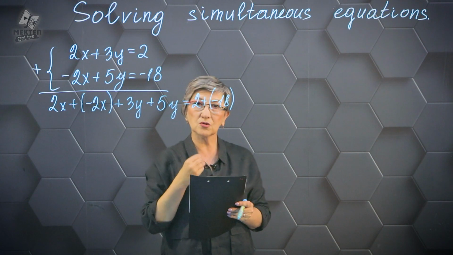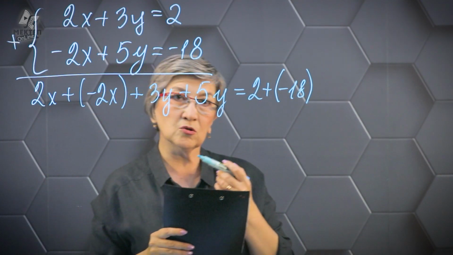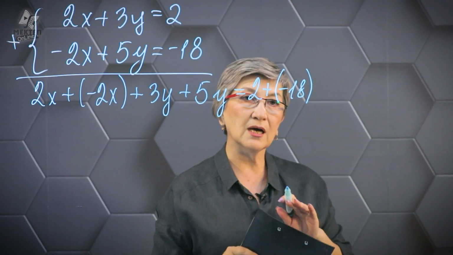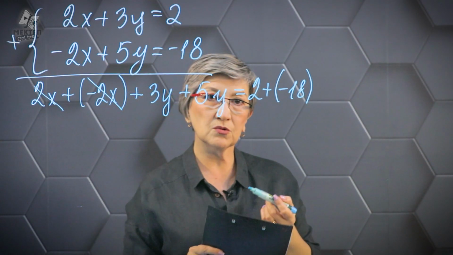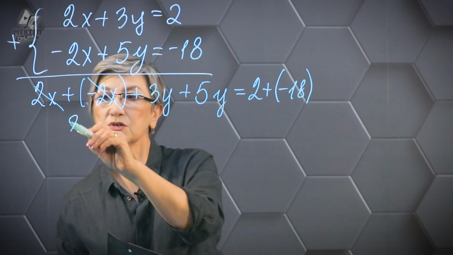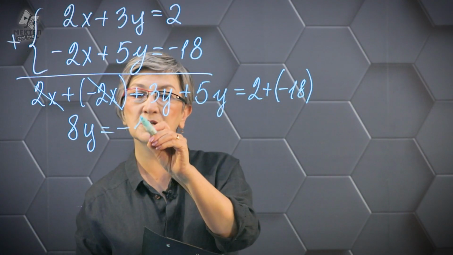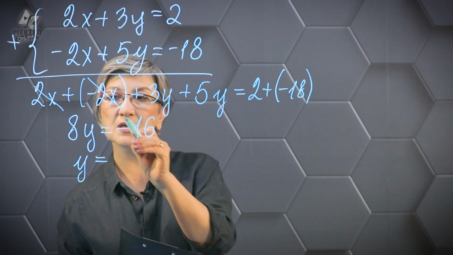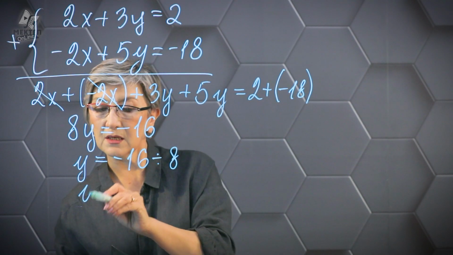What is the result? 2x and minus 2x is 0. Thus, I have eliminated one variable. 2x and minus 2x cancel each other out. And I'll calculate 3y plus 5y is 8y. 8y equals 2 plus minus 18, which is minus 16. As a result, y equals minus 16 divided by 8. y equals minus 2.